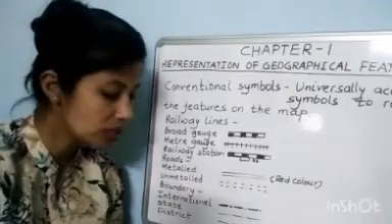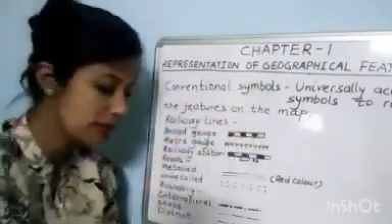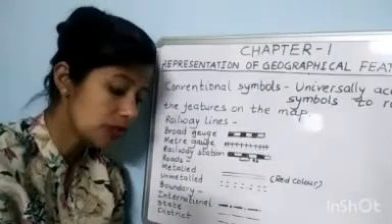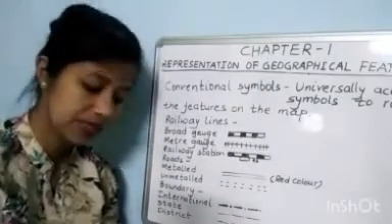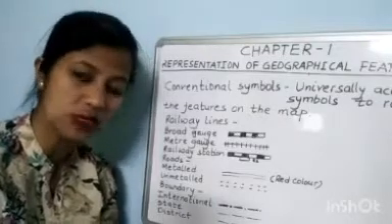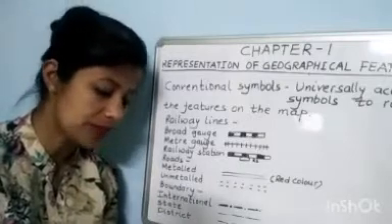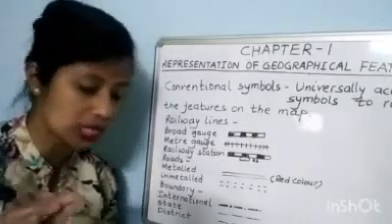Question number 2. What are conventional symbols? This you will write. Third one. What is scale of map? Scale is the ratio between the distance on map and the actual distance on ground. This answer will be the answer 3. You just cross check.